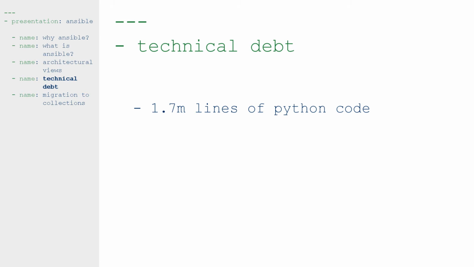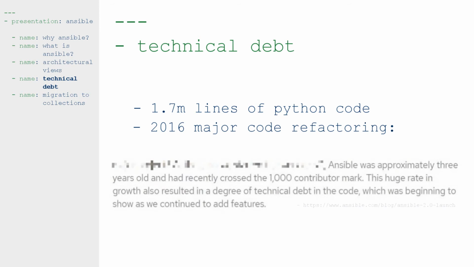In 2016, Ansible had a major refactoring to pay off the technical debt that was accumulated then. To explain Ansible's debt nowadays, we first describe its software quality and then we examine the development process, as these two factors contribute a lot to the debt.